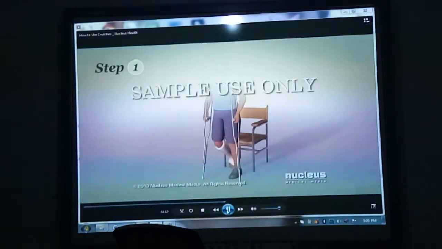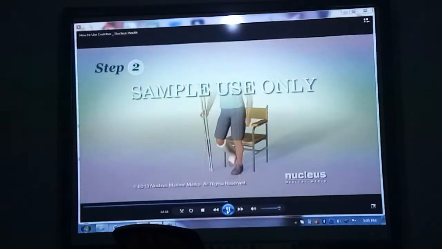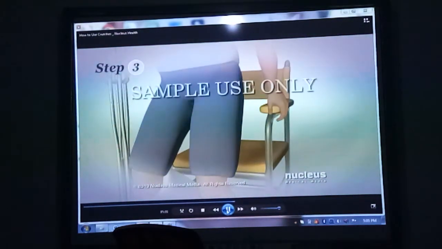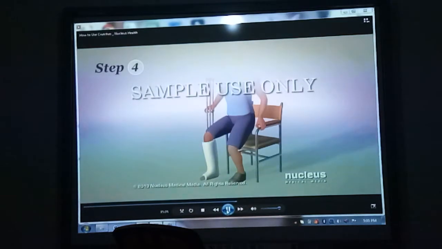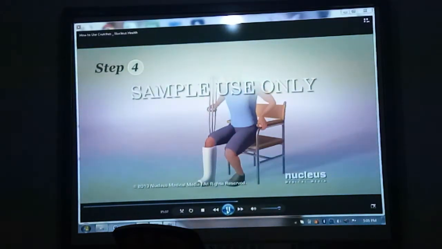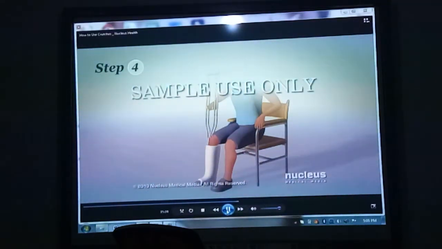Step 1. Stand next to or in front of the chair. Step 2. Move both crutches from under your arms to your injured side. Hold them by the hand grips with that hand. Step 3. Grab the chair's armrest or seat with your other arm. Step 4. Extend your injured leg in front of you and lower yourself into the seat.